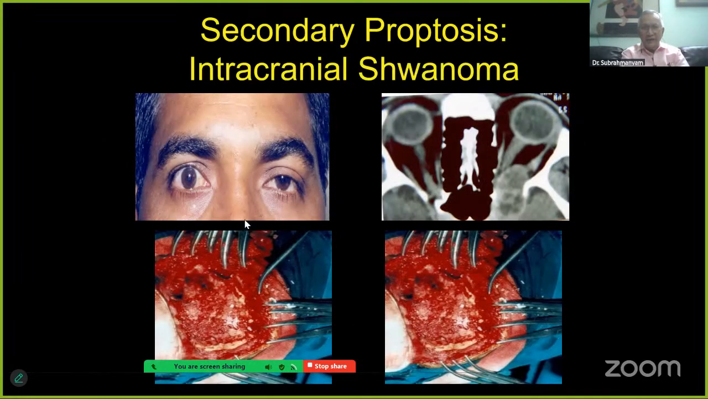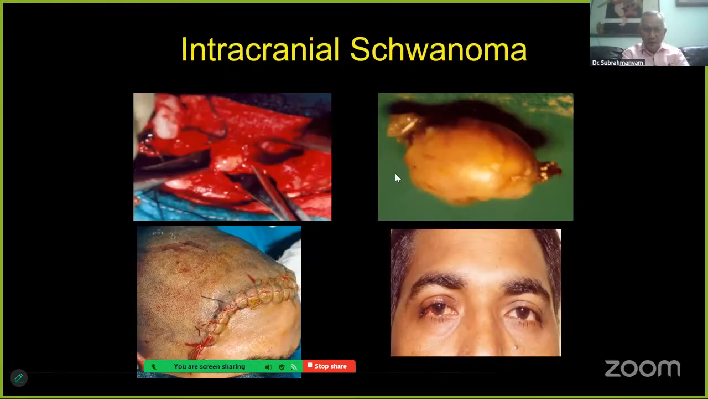Here you can see that the patient has a proptosis, axial proptosis, and the CT scan shows a lesion. A part of it is in the orbit, a part in the cranium. So it is a schwannoma, an intracranial schwannoma with an orbital extension to the superior orbital fissure, for which I scrubbed along with a neurosurgeon, and we removed the entire tumor, and this is how the patient has recovered after surgery.